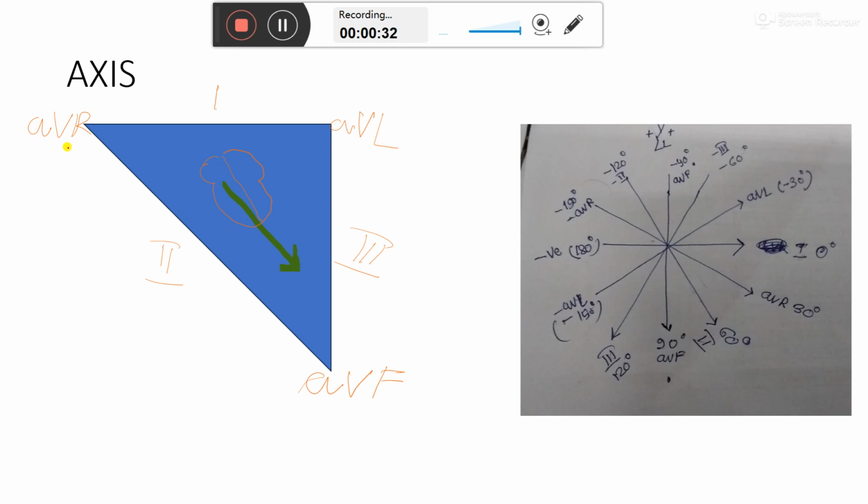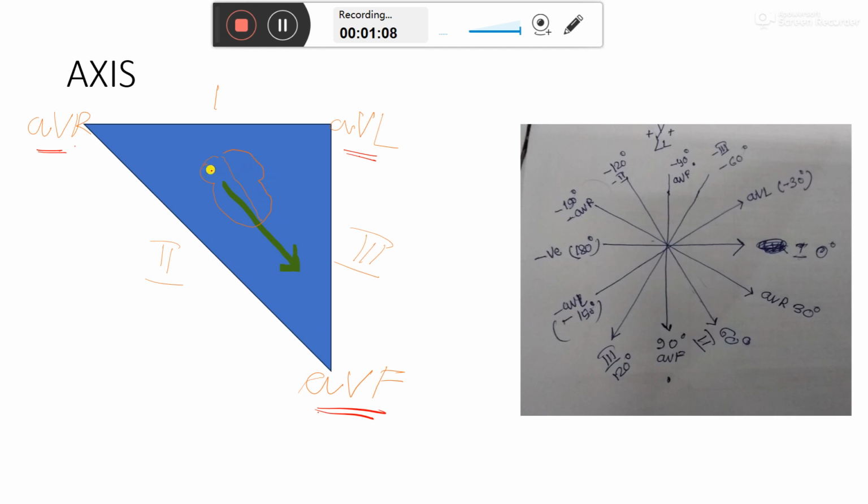Suppose here our right hand is placed, and here our left hand is placed, and here our left foot is placed, and the right foot is for neutral. So this is the AVR lead, this is the AVL lead, and this is the AVF lead. If we make a triangle by connecting these three leads, this triangle is called the Einthoven triangle, and our heart is lying in this triangle.